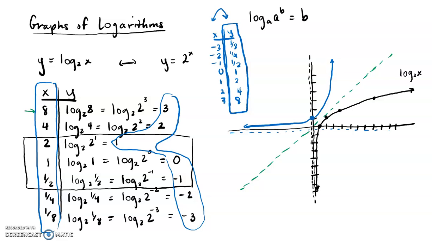One is to plug in values that you can find a log for. And the second is to use the inverse function and then switch the x and y values. So let's try another one. Let's try y equals log base 3 of x.